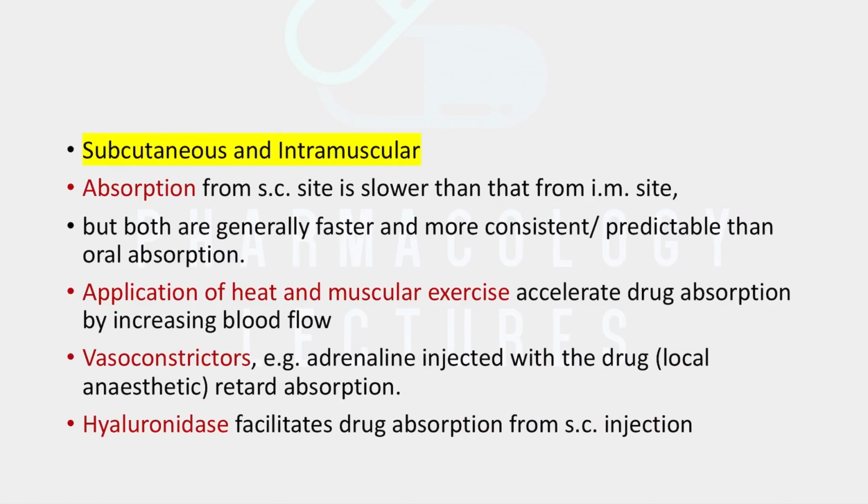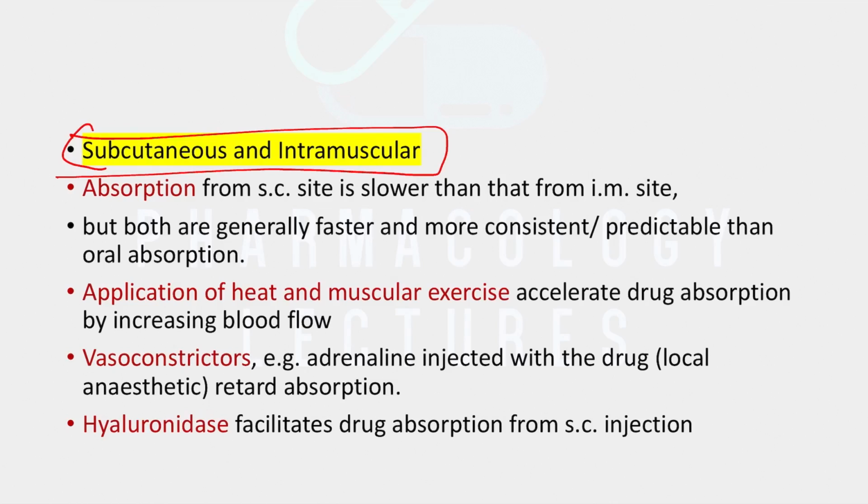That was all about oral route. We are also giving drugs with other routes as well. These are parenteral routes, which we have already seen: subcutaneous and intramuscular. So now we will see which are the factors of absorption, or which are the important points affecting the absorption from these subcutaneous and intramuscular routes.